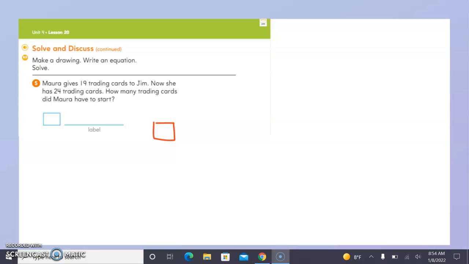She gives the trading cards to Jim, so she doesn't have them anymore. Unknown minus 19 equals 24 trading cards. We know when we subtract that our total is at the beginning. This is how many she has to start. So these two are the partners. We're going to stack these up in vertical form and add them to find out how many she had at the start. What I'm writing on the board, you should be writing in your workbook. All right, go ahead, pause the video, solve, share out the answer, and make sure you include the label. Then we're going on to the next one.